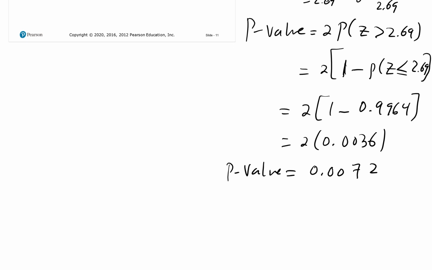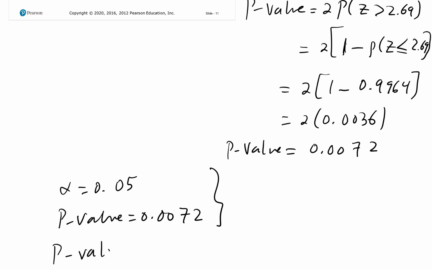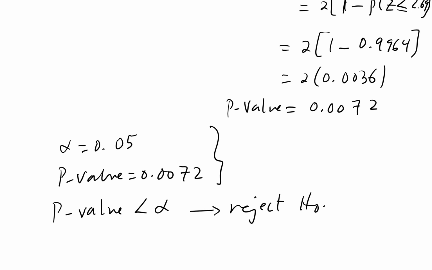Now we're going to compare the p-value and alpha. Note, alpha is 0.05 and the p-value is 0.0072. What do you notice? The p-value is less than alpha, so we reject the null hypothesis. This means there is sufficient evidence at this level of significance to support the claim that the mean monthly cell phone bill is different from $50.64 than it was back in 2004.